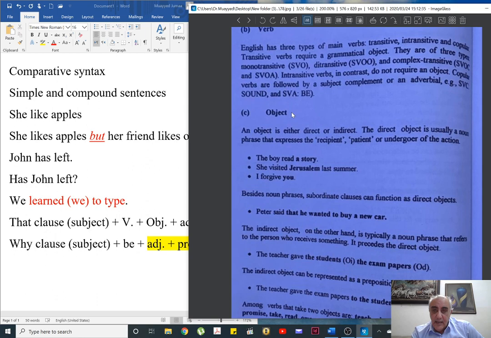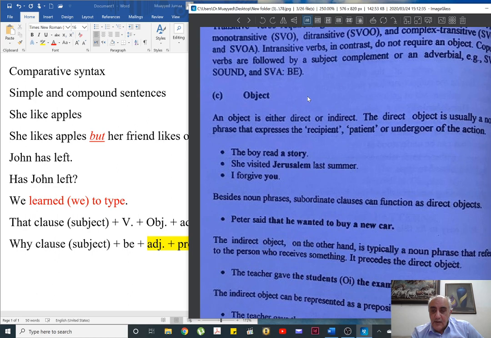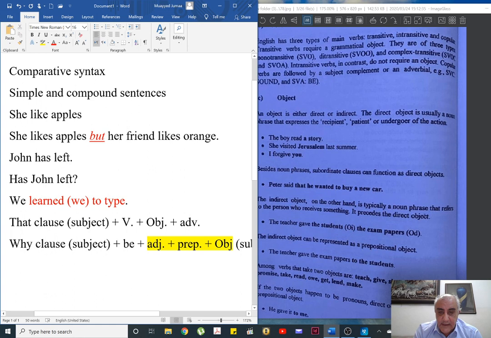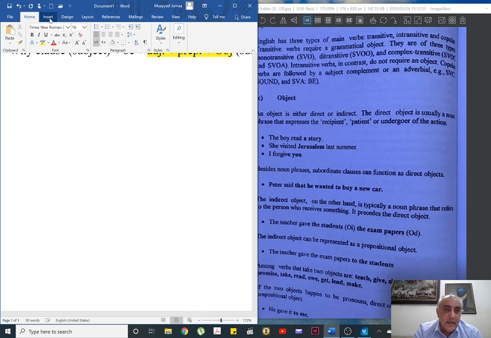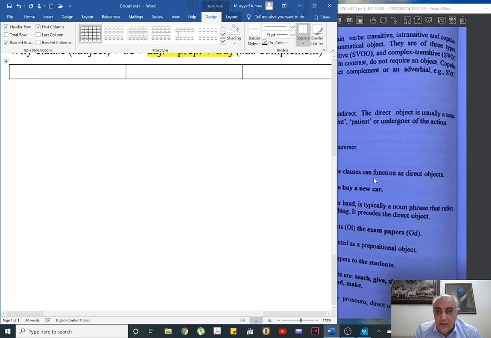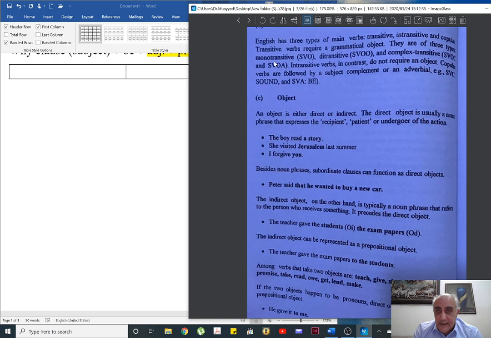Now, if we go to the verb, what do we have? English has three types of main verbs. طبعا verbs in English. Okay, let me try to explain this in terms of a table. So we have three types of verbs. All right. Now, what are these three types? We have monotransitive, ditransitive, complex transitive. Okay, there are three types of verbs: monotransitive (SVO), ditransitive (SVOO), and complex transitive (SVOC).